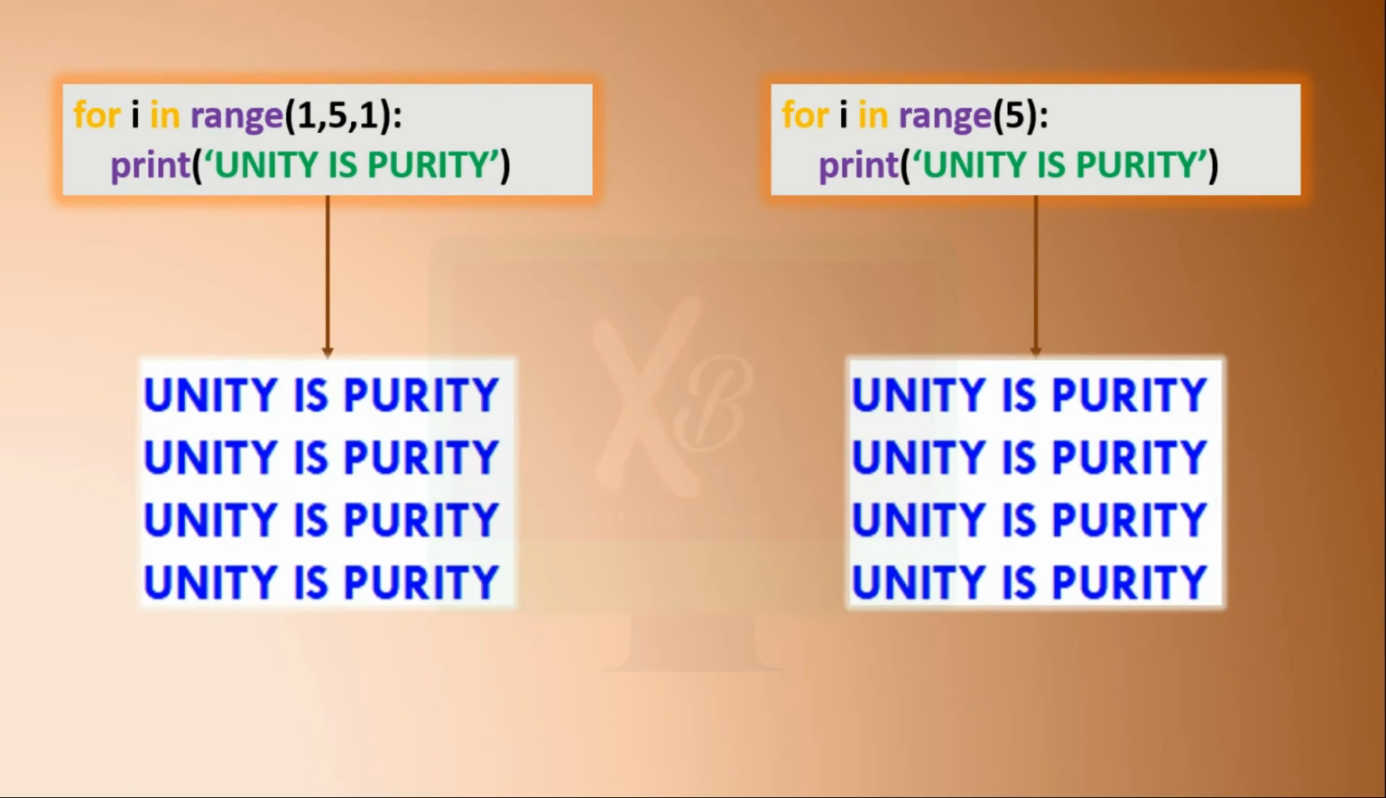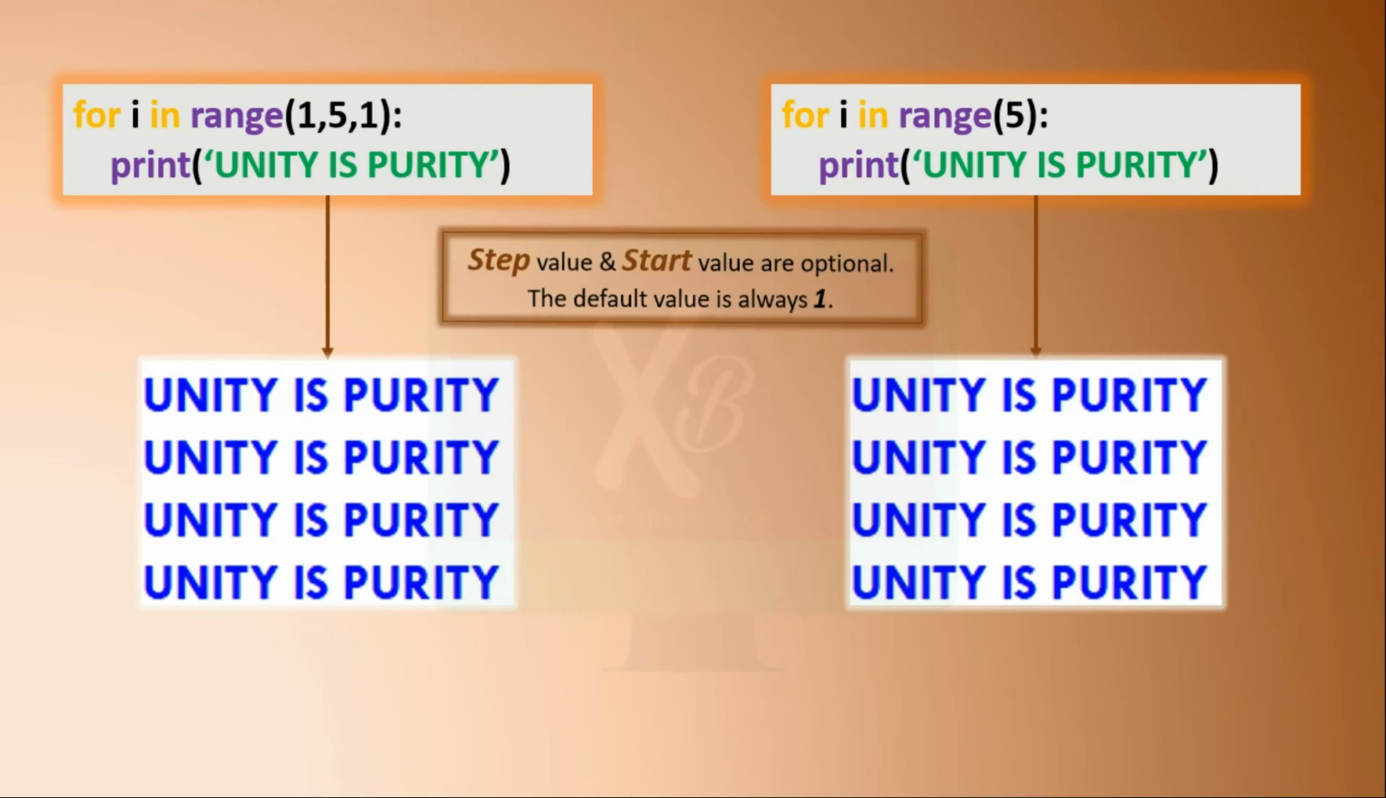Now I have to show you guys one thing here. You see, for I in range 1 comma 5 comma 1, and then print unit is purity; for I in range 5, only 5. There is no start, there is no step value. What happens if I get this output? These both are the output of their own code. So you see that even though both source codes are different, we have the same output. From this you need to understand that the step value and start value are optional. Okay, so if you don't write the step and start value, the default value will always remain 1. All right, so this was the theory part of this video.